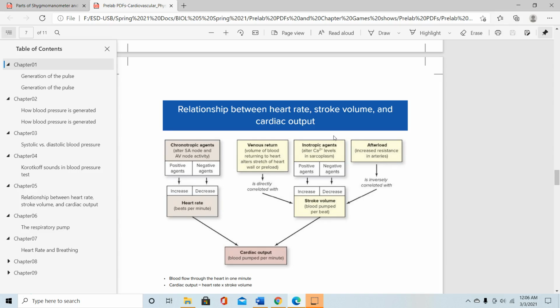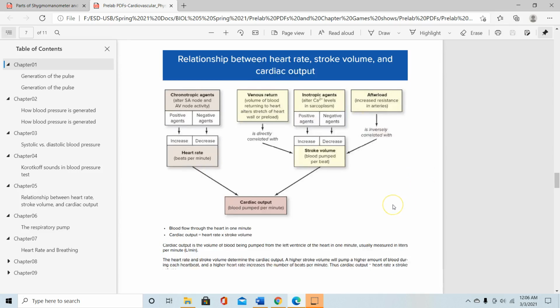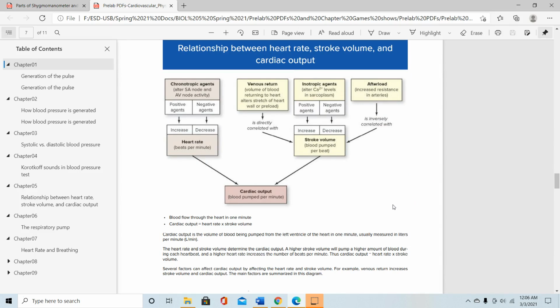So, our heart pumps blood all over the body. The amount of blood pumped by our heart in 1 minute is around 5 liters. And that blood flow through the heart in 1 minute is called cardiac output. So cardiac means heart. How much your heart pumps in 1 minute is cardiac output.